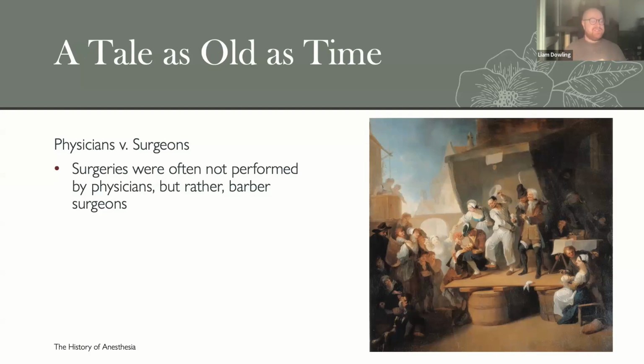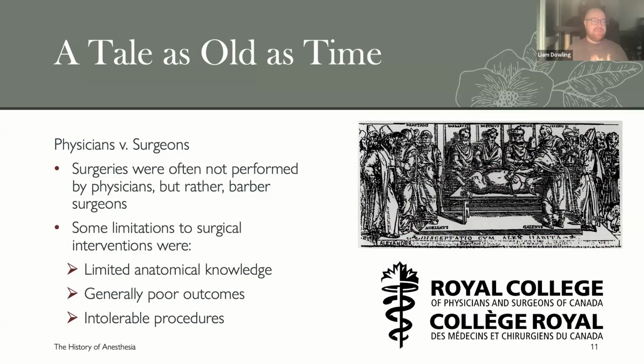So up until around the late 1700s, surgery was not given the same credence that it is today. It was often sort of looked down upon, and there was a variety of reasons for that, because it wasn't often performed. At the time, there was limited anatomical knowledge. So this is a picture depicting the father of modern anatomy, who was a Greek physician named Galen.